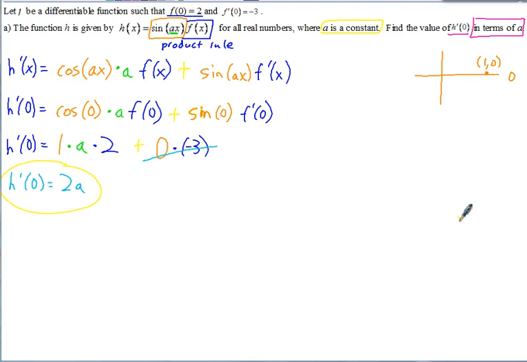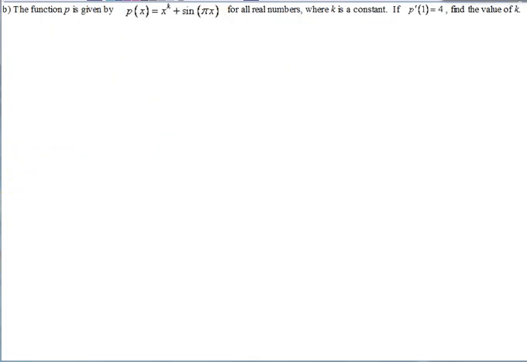So we got one more that's slightly different, also with a constant in there. This time we're actually going to be solving for it. So it says the function p is given by p of x equals x to the k times the sine of pi x, where k is the constant this time. K is up in that exponent. And it gives you, if p prime of 1 is 4, find the value of k. So this time we're actually going to figure out what k has to equal.